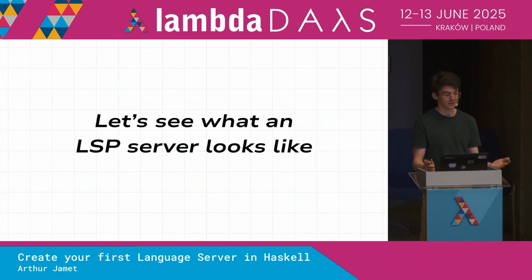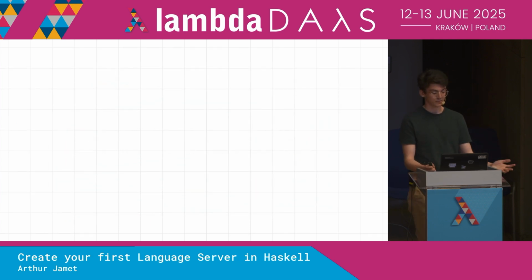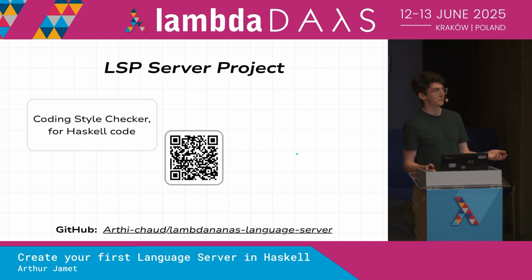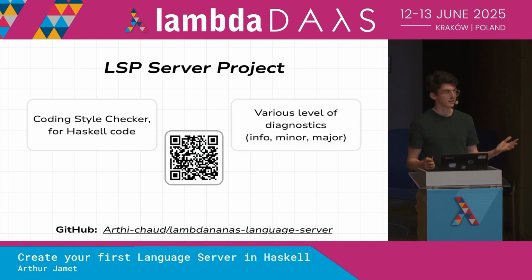So now, let's see what an LSP server looks like. For context, at the school I graduated from, we had this linter, this coding style checker for Haskell code. So you'd have to call a CLI tool to actually check whether the linter had warnings to give you or not. It had 3 levels of warnings: info, minor, and major. And the worse the coding mistake was, the lower your grade would be. So this was important. Unfortunately, we didn't have any LSP integration for that, so I just decided to develop one.